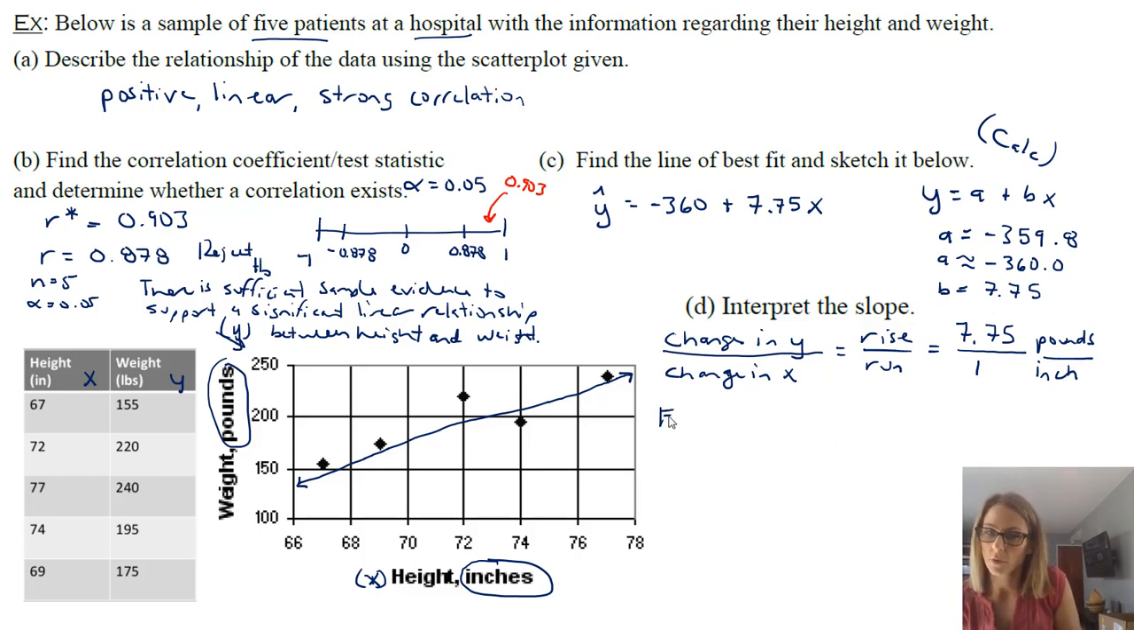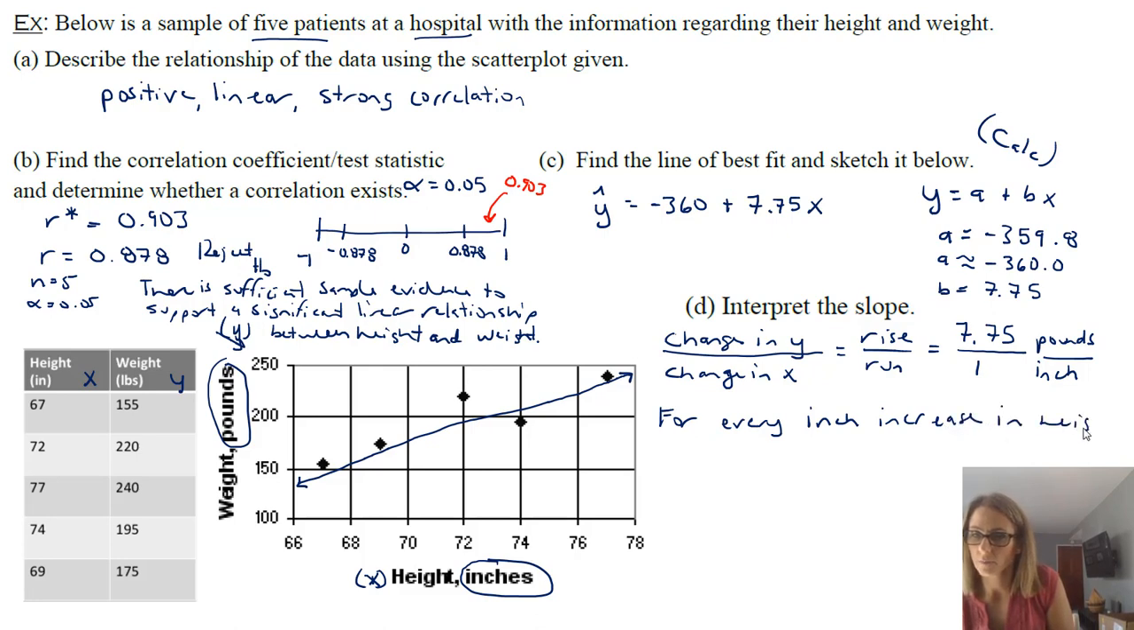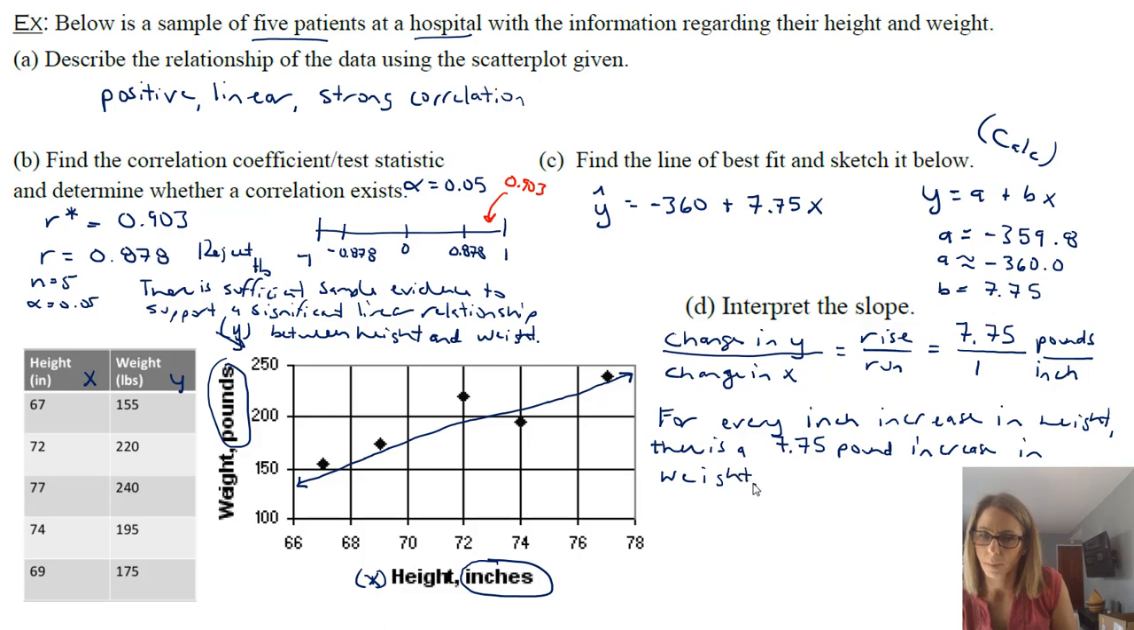So what this tells us is for every, and I'm going to start with x, for every inch increase in height, there is a 7.75 pound increase in weight. And the big idea with this is this would allow someone to, say, predict somebody who's maybe 80 inches tall, or somebody that's 71 inches tall. How much would we expect them or predict them to weigh? Because their height and weight should follow approximately along that line. And that's one of the big ideas with regression, is the idea of being able to predict.